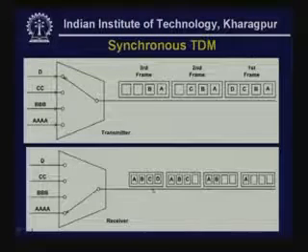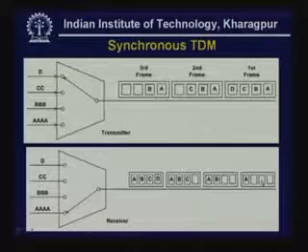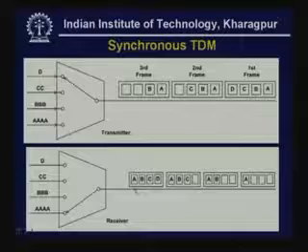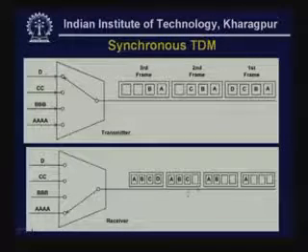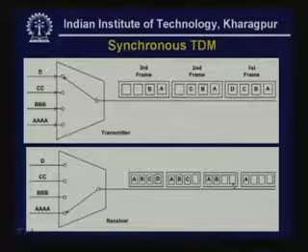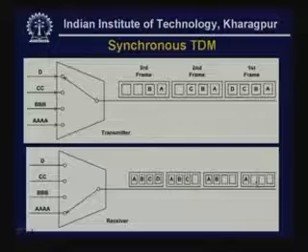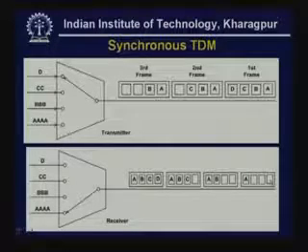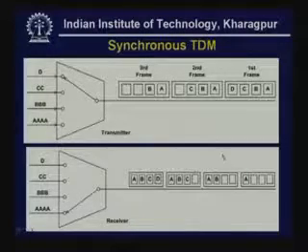As you can see, in 4 frames, the first frame is filled up, in the second frame 1 slot has remained empty, in the third frame 2 slots have remained empty, and in the fourth frame 3 slots have remained empty. So, this leads to inefficient utilization of the channel bandwidth or the medium bandwidth. How do you overcome it?